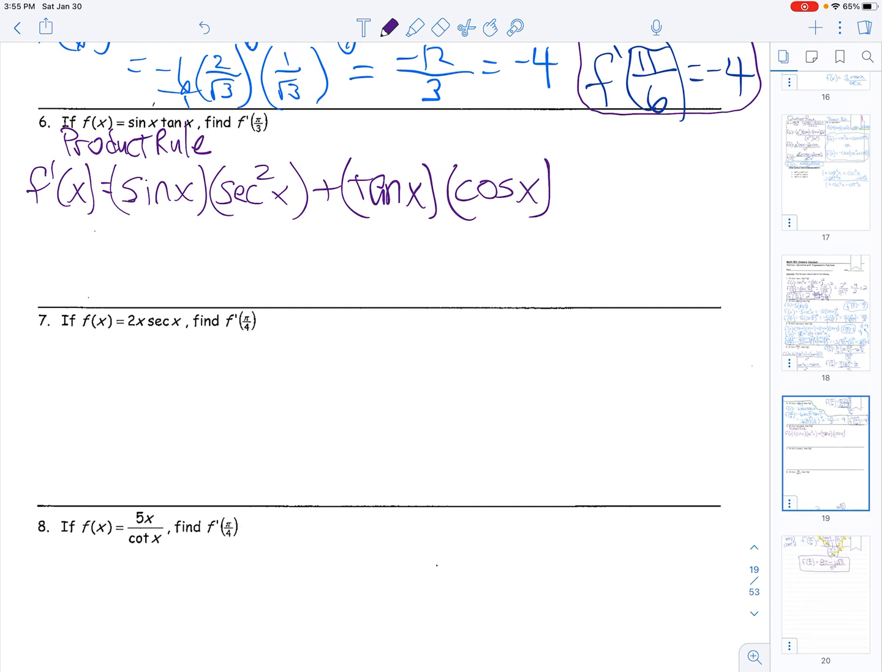Can we simplify this a little bit? Maybe. I'm looking at tan times cosine. Now listen, you don't need to, right? I mean, you could plug in pi over 3 now and just work it. But if you simplify it, it'll be possibly less stuff to plug into.